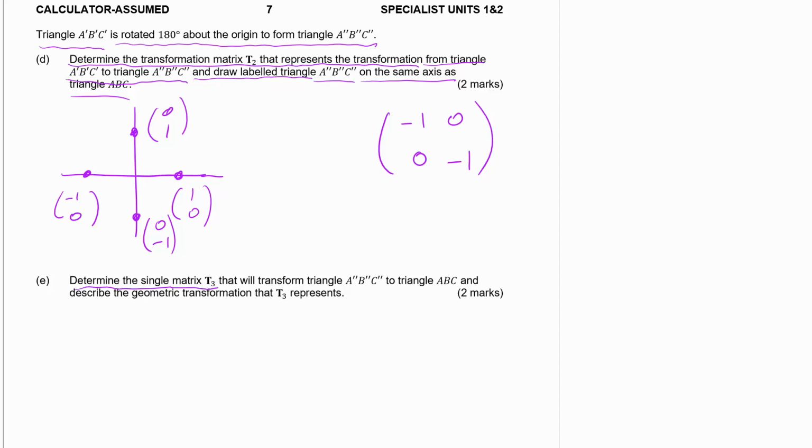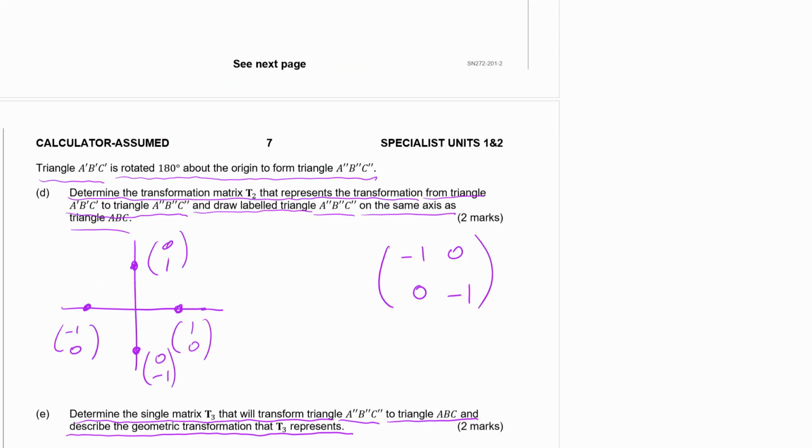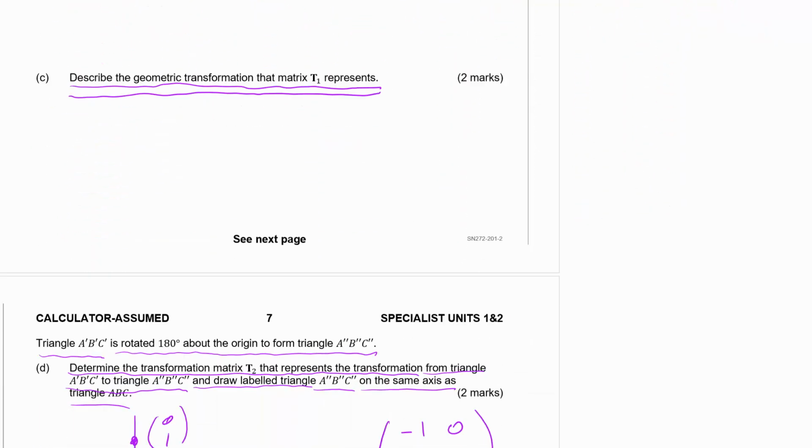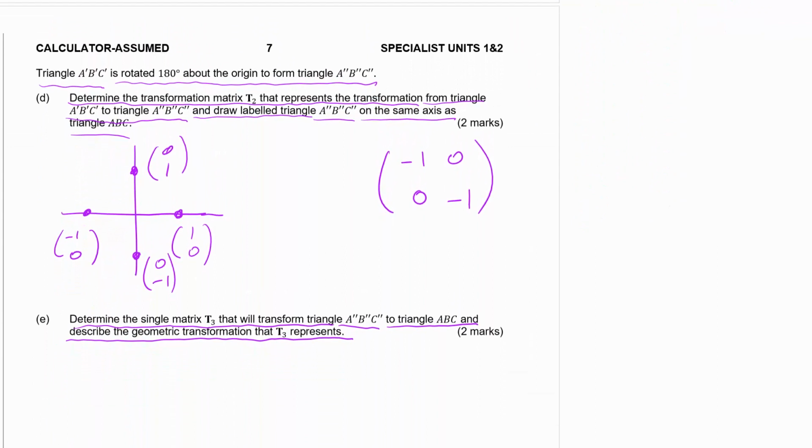Determine the single matrix T3 that will transform A''B''C'' to triangle ABC and determine the geometric transformation that T3 represents. Well, there's a couple of different ways of doing this. So we did this one first, and then we did this one.